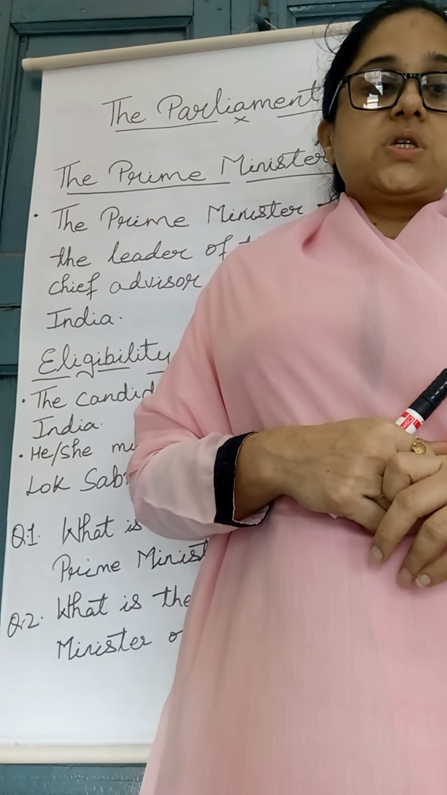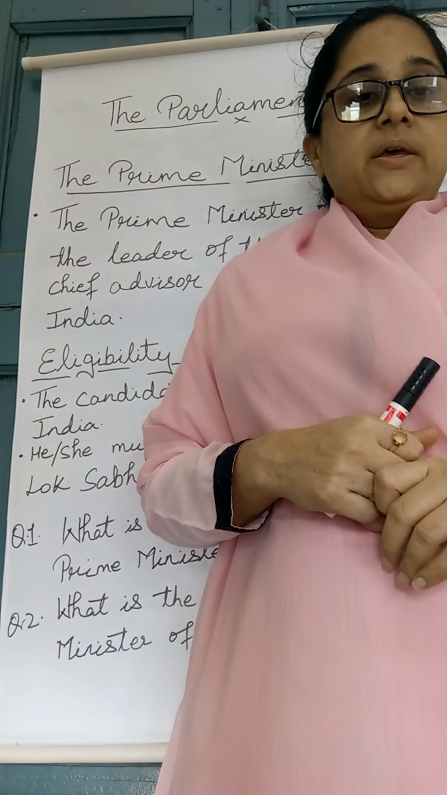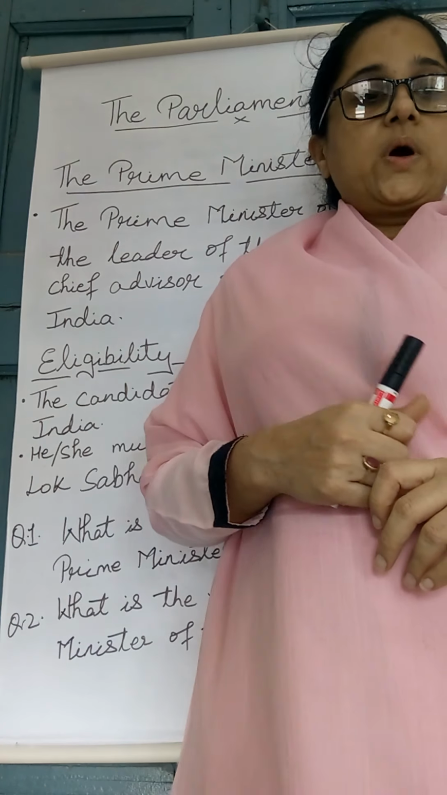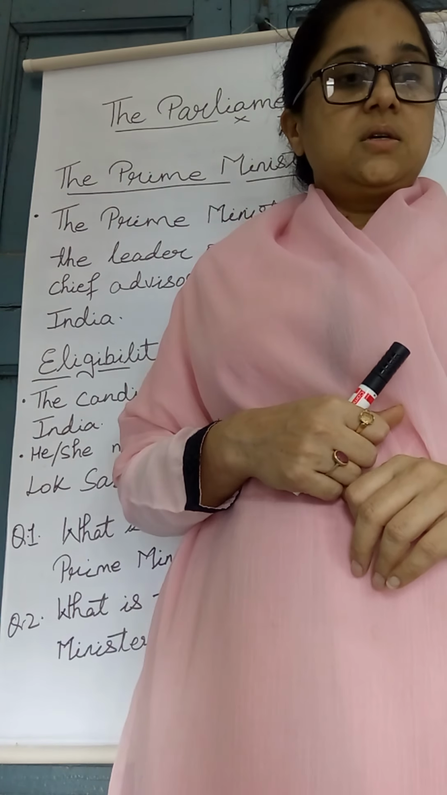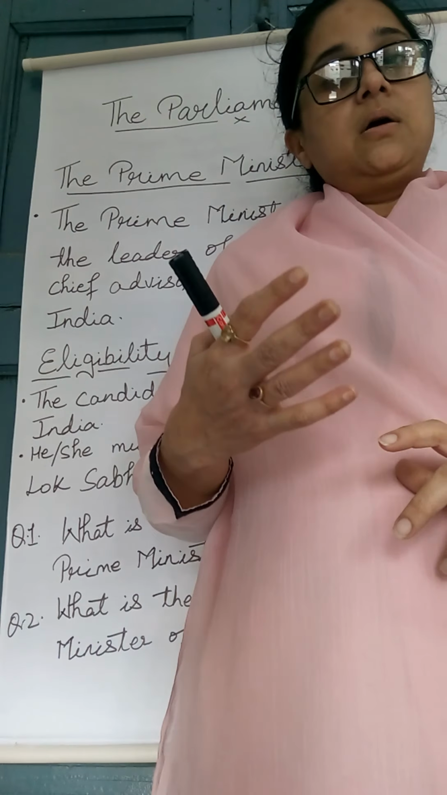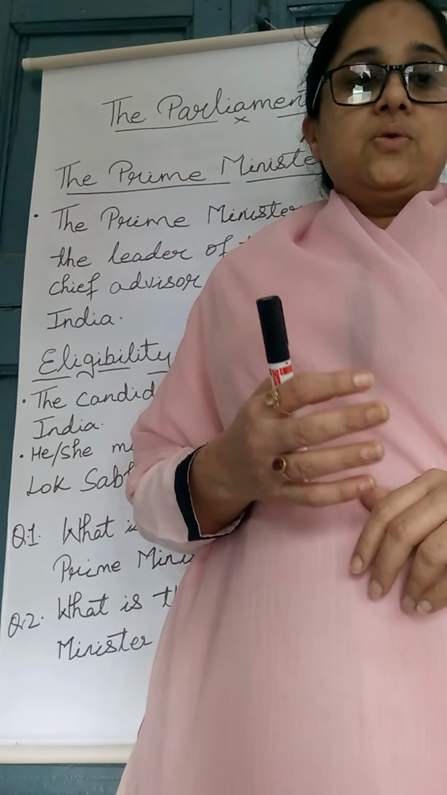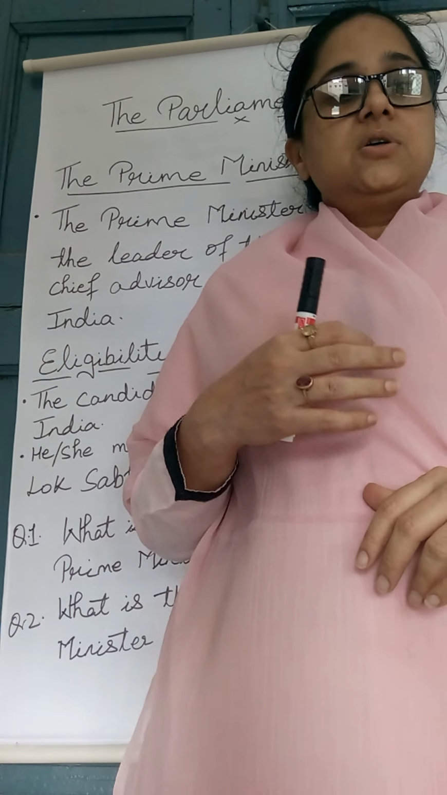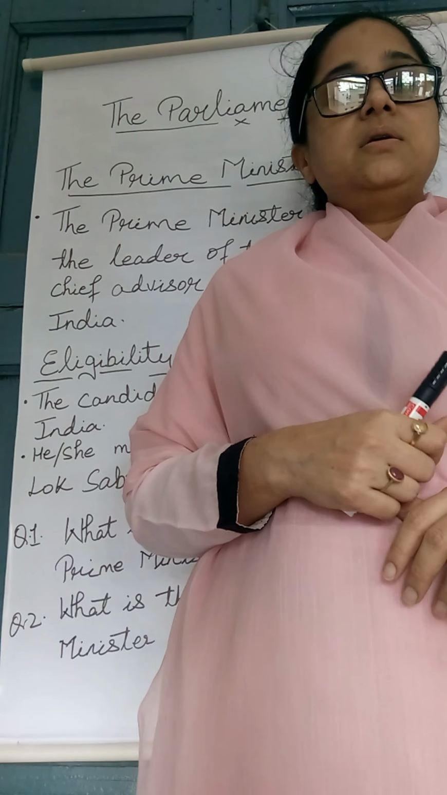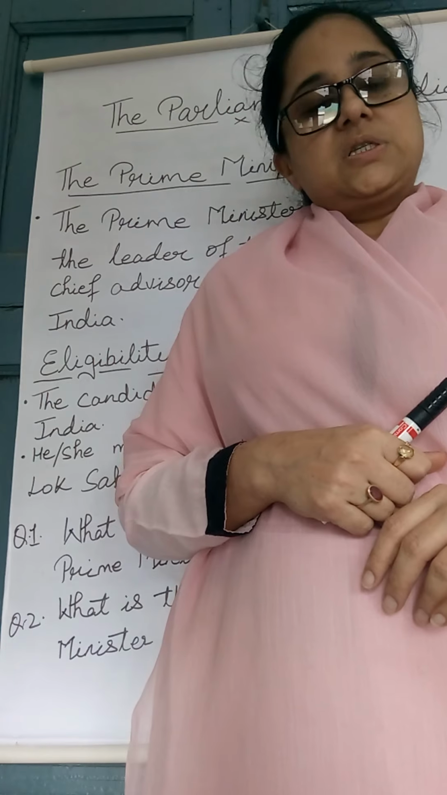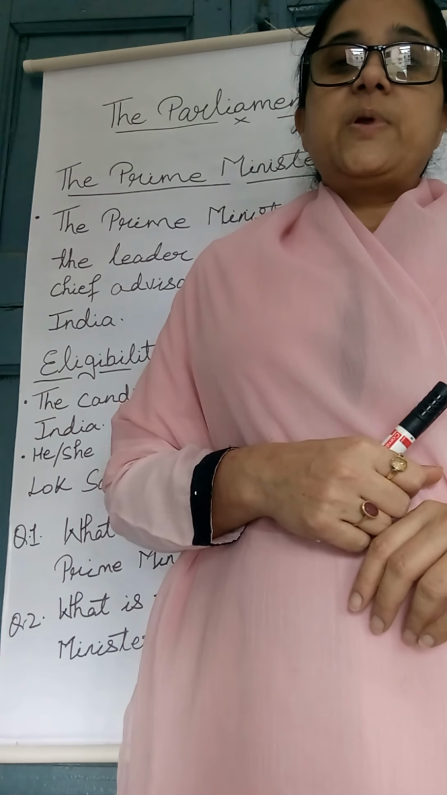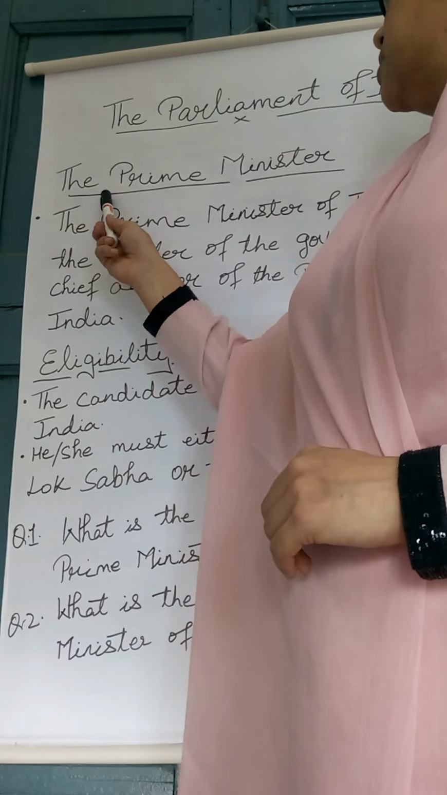The President addresses both the houses of Parliament. Every bill requires the President's assent to become a law. The President also has the financial power, the judicial power and the emergency powers. Now today I will explain to you about the Prime Minister.